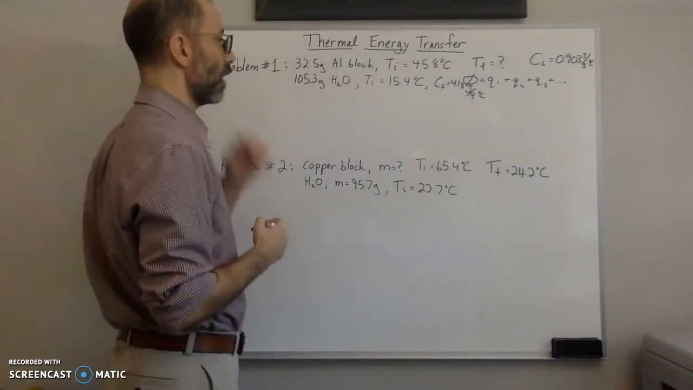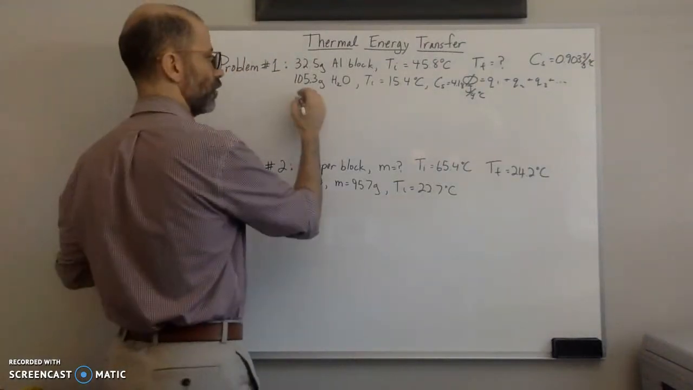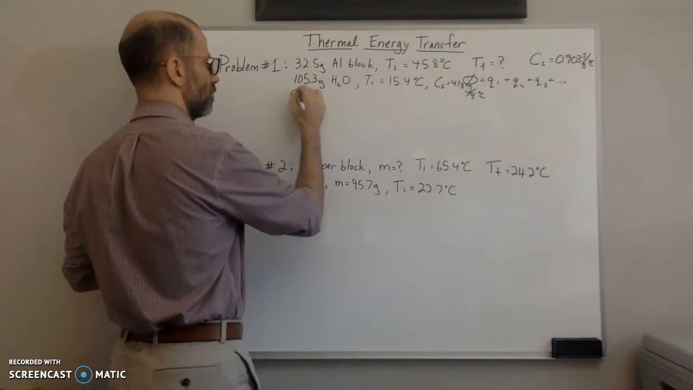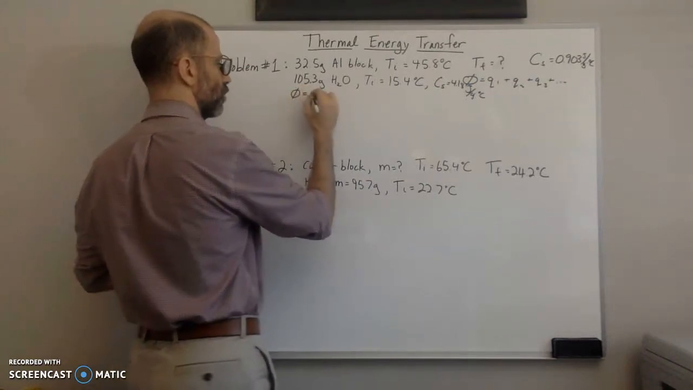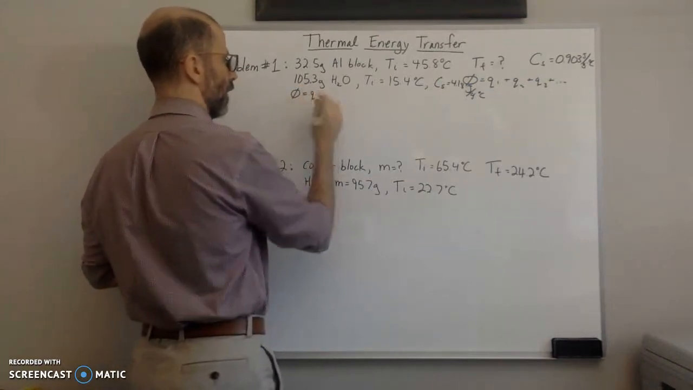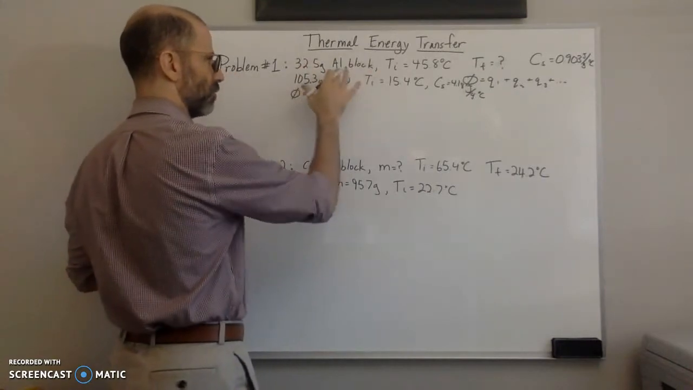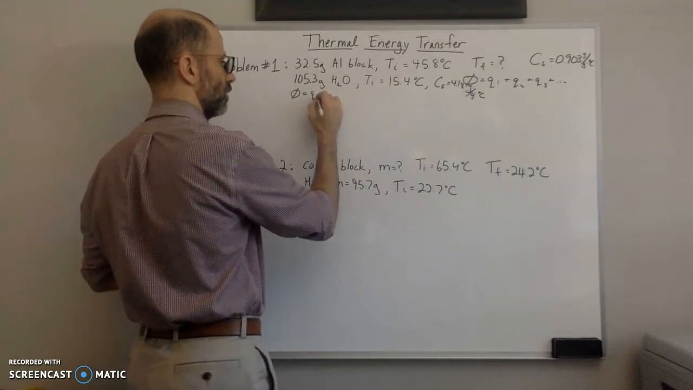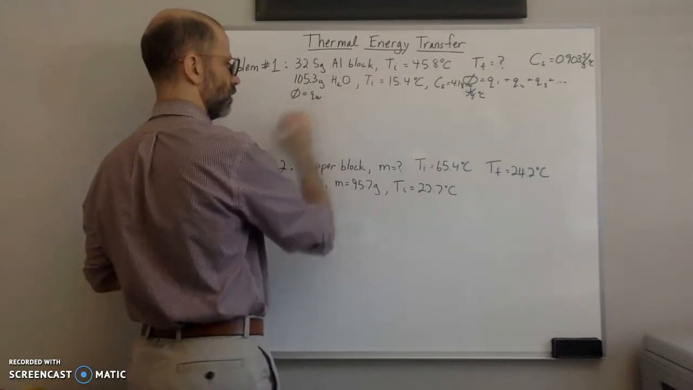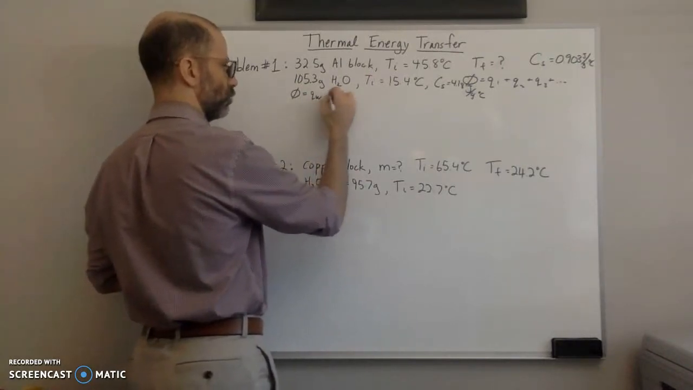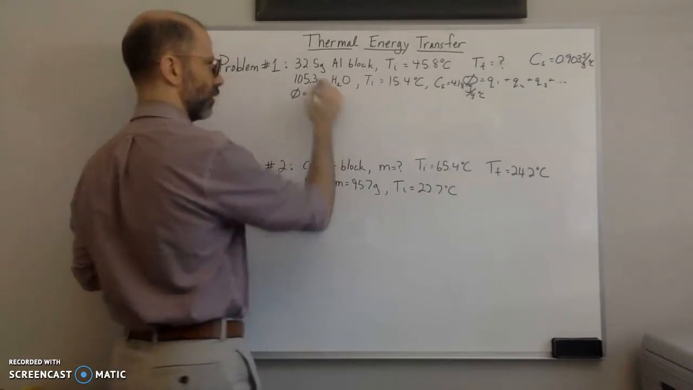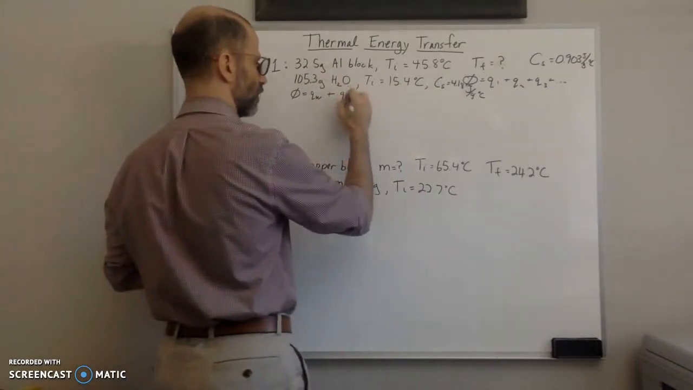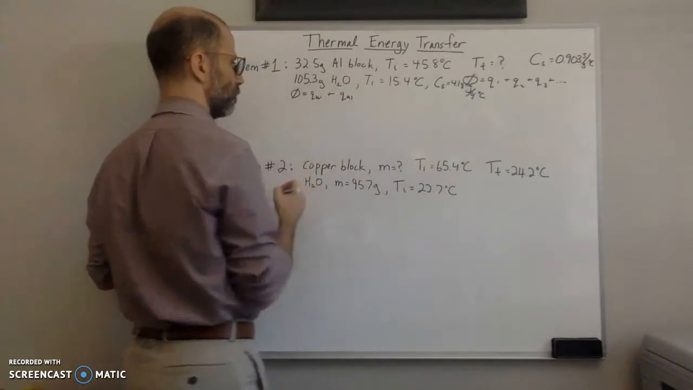And so if we use our equation, 0 is equal to Q1, and we only have two things in here. We have the block and we have the water. So our Q1 is going to be water, so Q water, plus, and then we have the aluminum block. So I'll say Q aluminum.